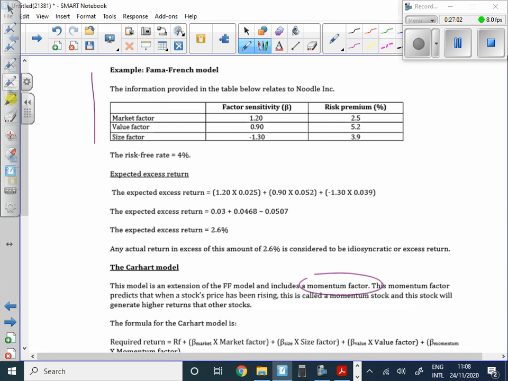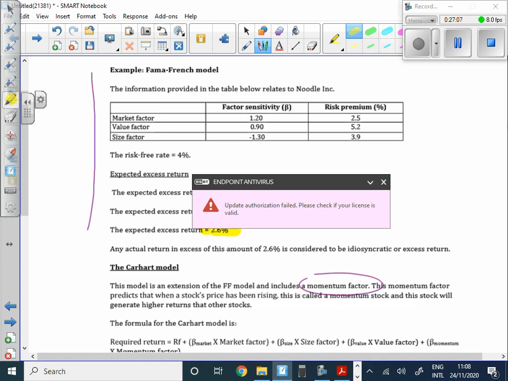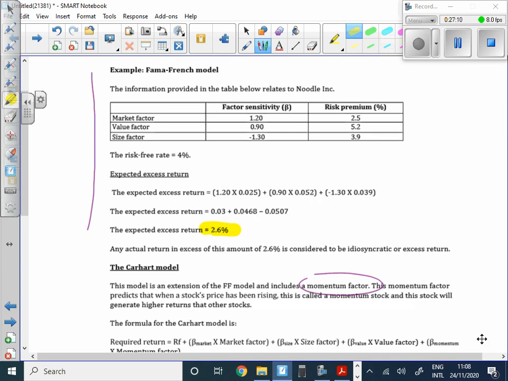So look over here, guys. When I run my whole Fama-French model, I come out with an expected return of 2.6%. Now, what do we call that? Well, all of a sudden, now we can just say what? There's the benchmark. I've got a benchmark. Where did I get it from? Fama-French. Any actual return, any portfolio return, call it what you wish, in excess of the benchmark is called idiosyncratic, be it positive or be it negative. In the previous example, guys, you do remember, it happened to be a negative amount.